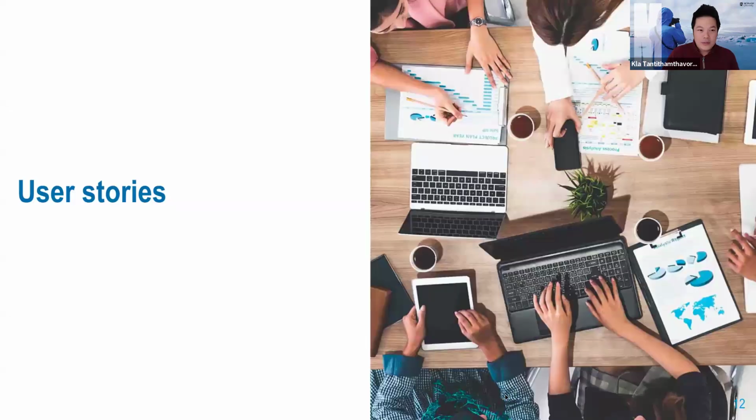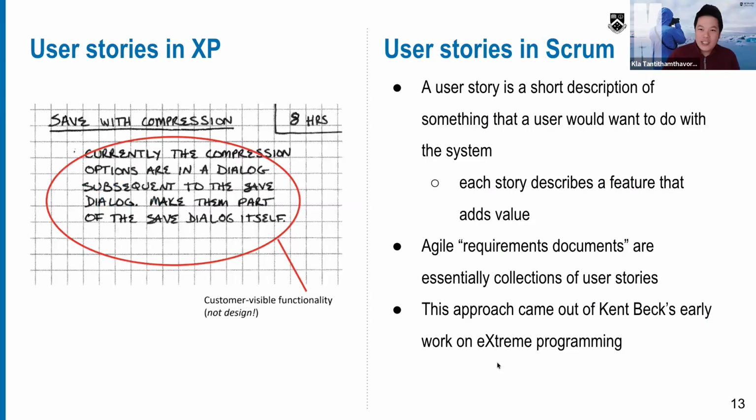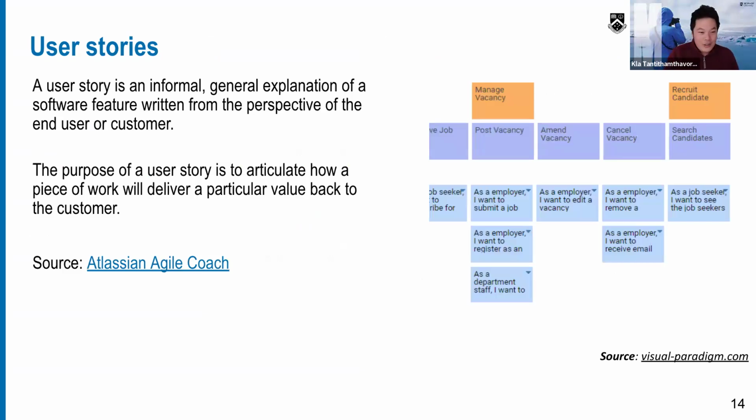There we go. But what exactly is a user story? It is a short description of something that a user wants to do with the system. Maybe this slide is repetitive, so let's move on. Basically, it is an informal, general expression of a software feature written from the perspective of the end user, not the developer's perspective.